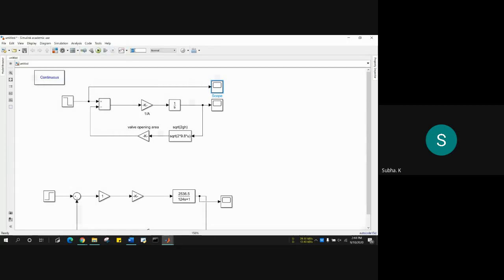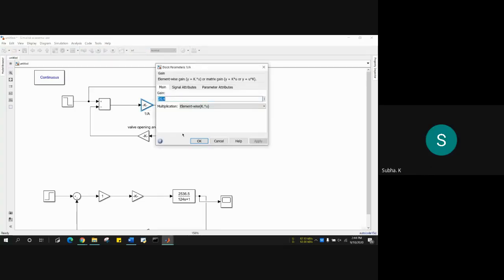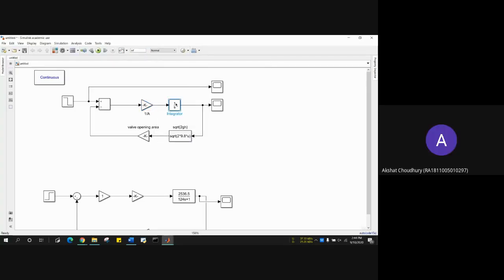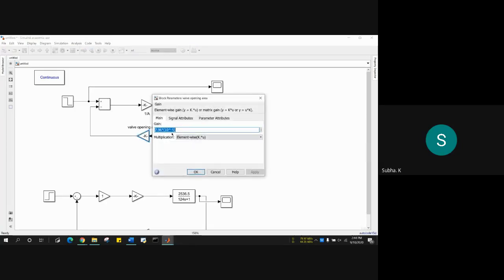Other things you have given, correct? Yes, ma'am. You can see. Show the output now. 20.4. This is same. Okay, show the scope. Let me check.